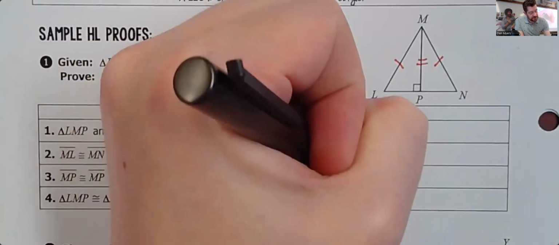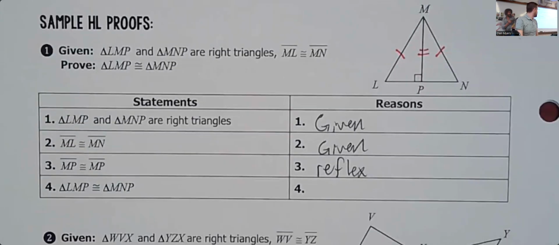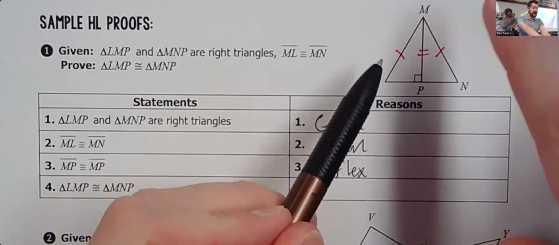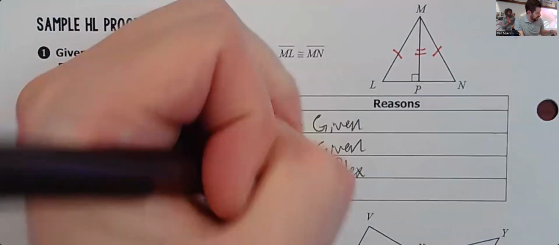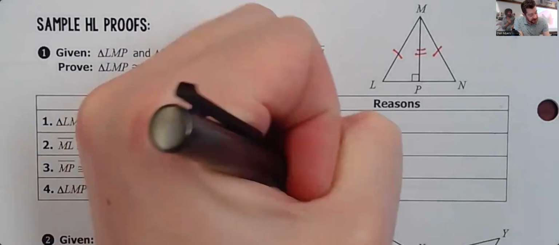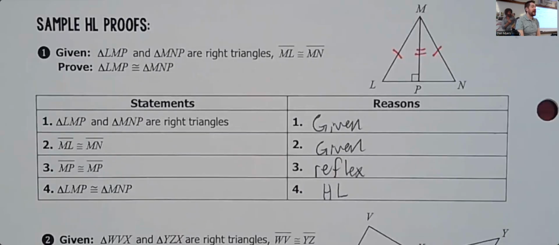Reflexive property. And so we have a right triangle with the hypotenuses ML and MN congruent and a leg MP congruent to MP, which means the 2 triangles are congruent by HL. We have the hypotenuses and 1 pair of legs.